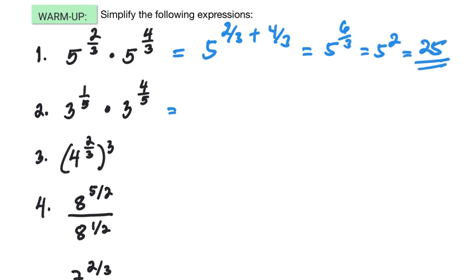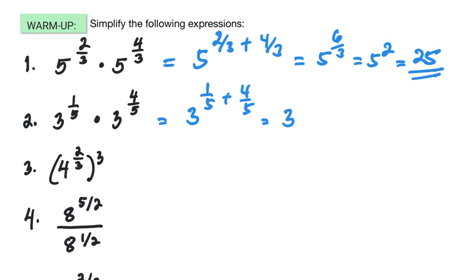The next one is going to be the same idea as the first one, raised to 1 over 5 plus 4 over 5, and that's going to give you 3 raised to 1. 5 divided by 5 is 1, or simply 3. Next, this is raised to a power. What I can do in here is to cancel that 3 together, and I'm going to be left with 4 squared, which is 16.